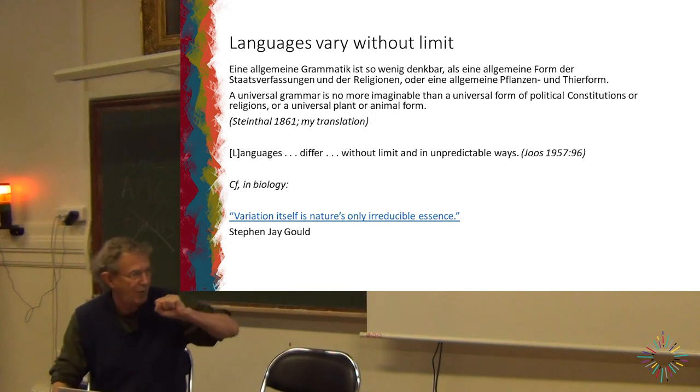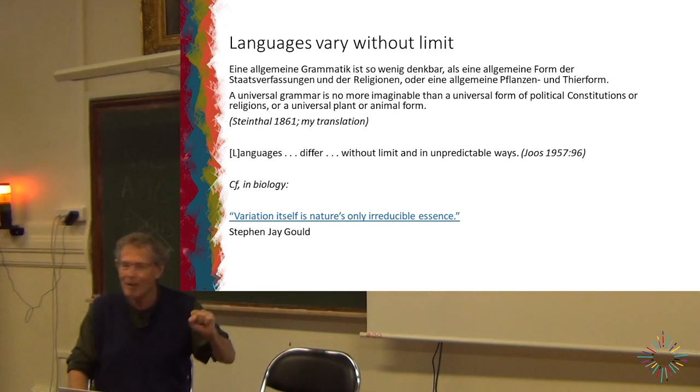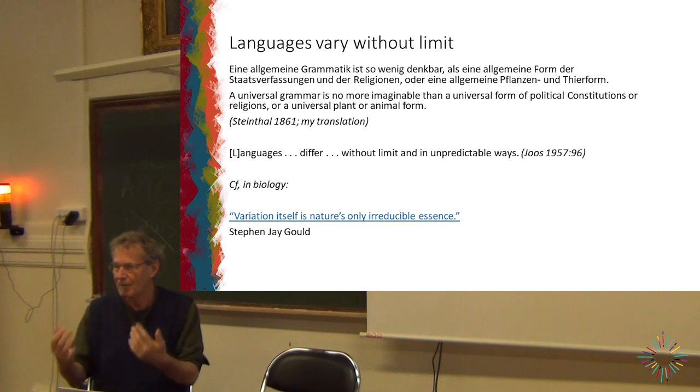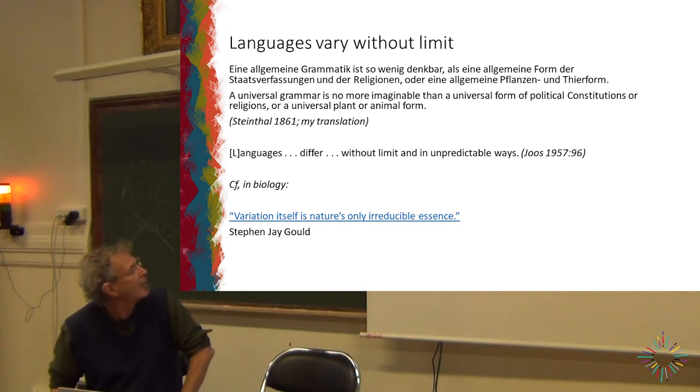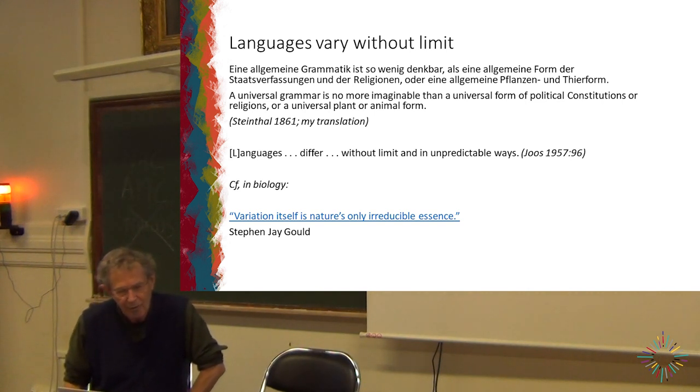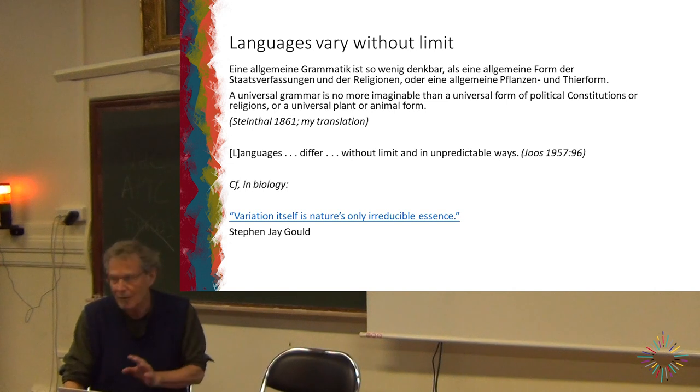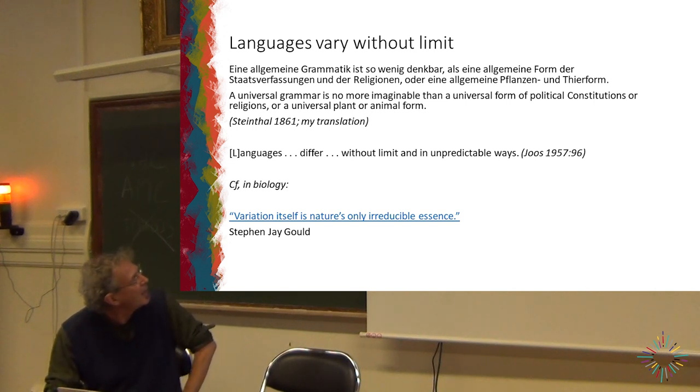So in one corner of the boxing ring, if you like, we've got people who say that languages vary without limit. This was already a live debate 160 years ago to the year. Steinthal wrote that a universal grammar is no more imaginable than a universal form of political constitutions or religions or a universal plant or animal form. I really like that quote because I think it hits the nail on the head.